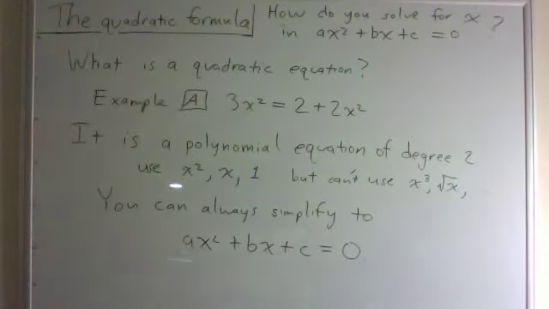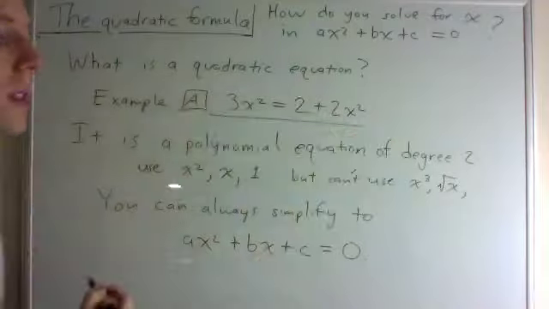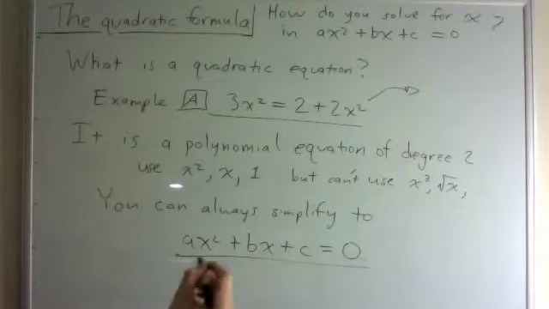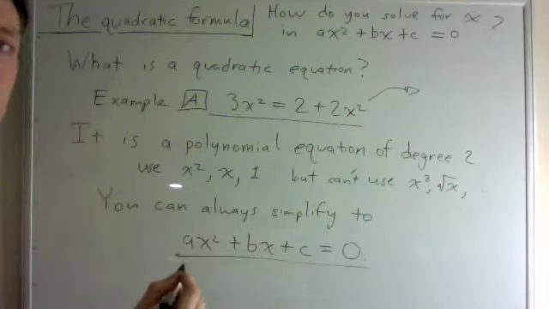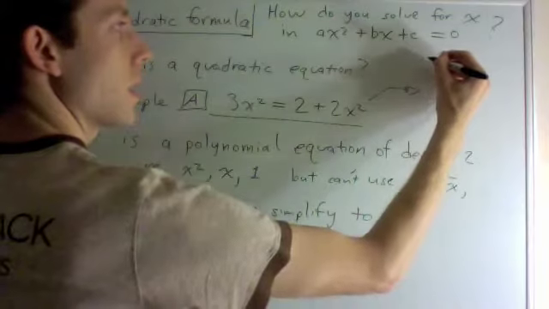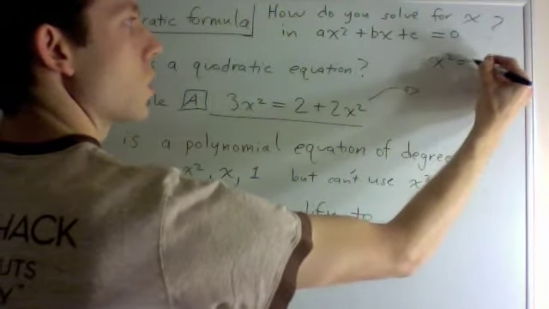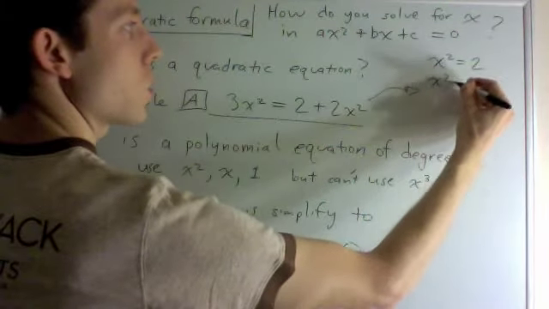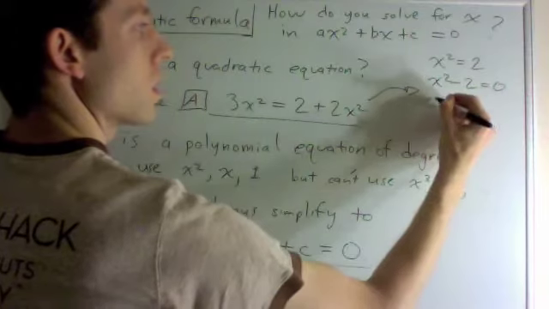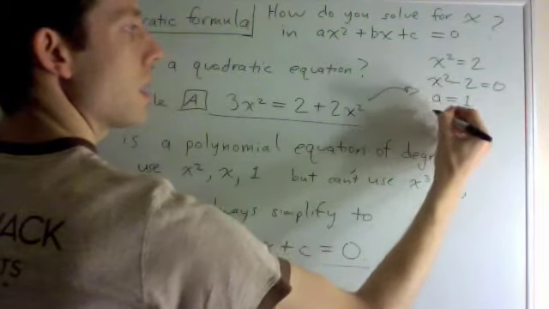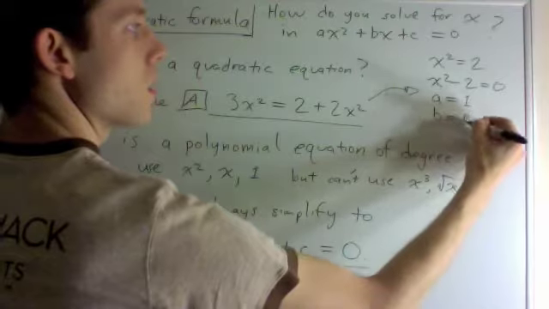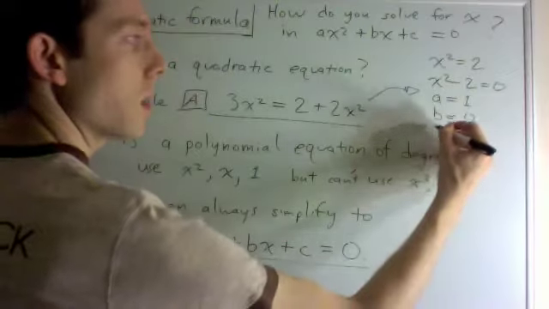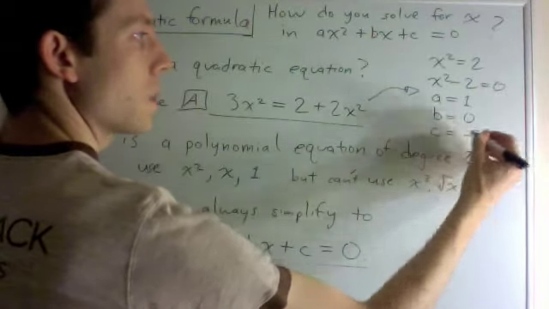That's the main question. Let's take one more look at this example to check that we can simplify it into the form given here. If I subtract 2x squared from both sides, I have x squared is equal to 2, and then I can subtract 2 from both sides. x squared minus 2 is equal to 0. So I can think of that as a is equal to 1, b is equal to 0, because it's sort of like I'm adding 0 times x, because there's no x term, and then c is equal to negative 2.